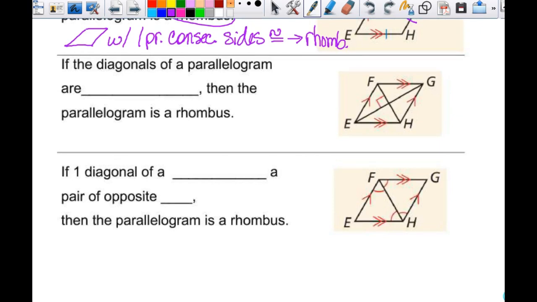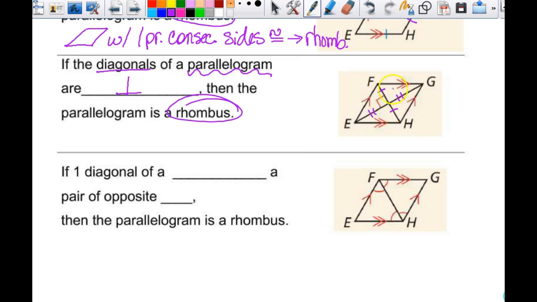Then if the diagonals of a parallelogram are blank, then the parallelogram is a rhombus. So if the diagonals of a parallelogram are perpendicular, then the parallelogram is a rhombus. So here's what we know about the diagonals just from it being a parallelogram. Just from knowing it's a parallelogram, the diagonals bisect each other, right? So if you add to that they're perpendicular, that makes all four of these angles right angles.